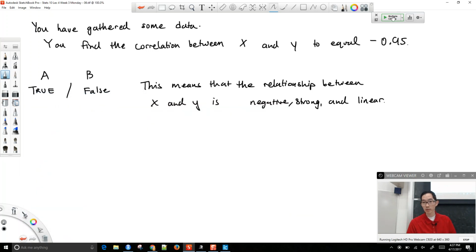Okay, so we'll get this started. You can discuss with your neighbors. So this is negative 0.95. This means that the relationship between x and y is negative, strong, and linear.